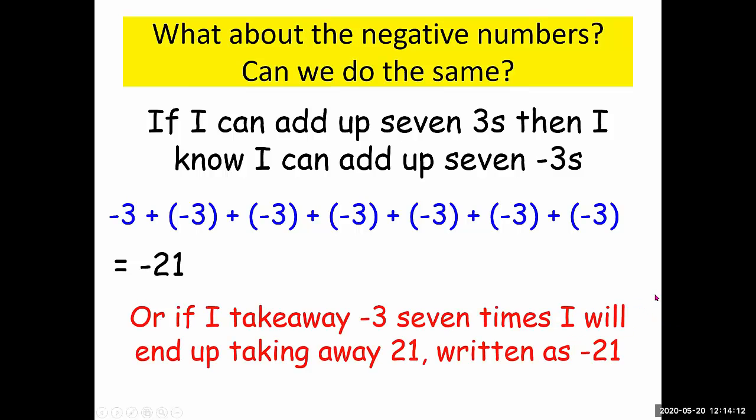I'm going to say that in words. If I take away minus 3 7 times, I'll end up taking away 21, which is the equivalent of minus 21 because it's a takeaway, not an addition.